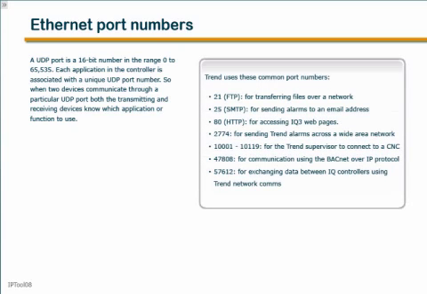Trend uses these common port numbers: 21 FTP for transferring files over a network, 25 SMTP for sending alarms to an email address, 80 HTTP for accessing IQ3 web pages, 2774 for sending trend alarms across a wide area network, 10,001 through 10,019 for the trend supervisor to connect to a CNC, 47808 for communication using the BACnet over IP protocol, 57612 for exchanging data between IQ controllers using Trend network comms.